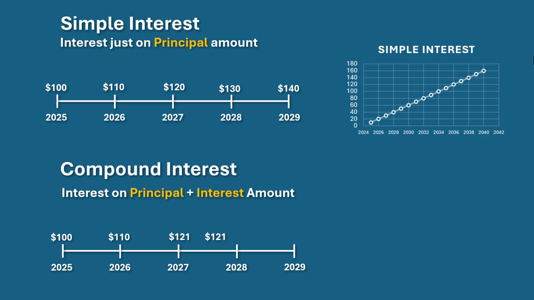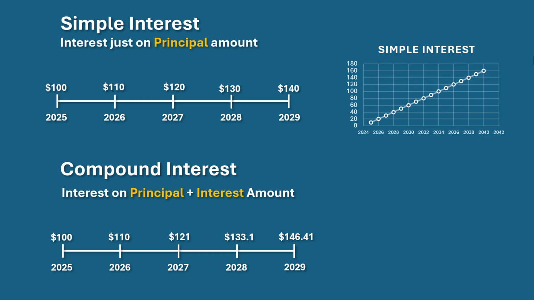For the year 2028, we have a principal amount of $121. Interest on that is $12.10, or $12.1. So the total becomes $133.10, or $133.1. For the final year, 2029, we have a principal amount of $133.1. Interest on that is $13.31. So the total amount with compound interest becomes $146.41.